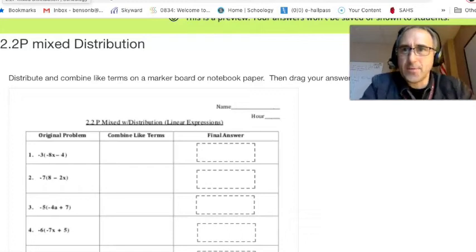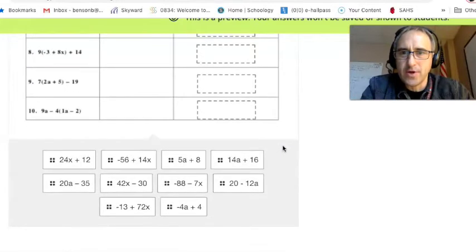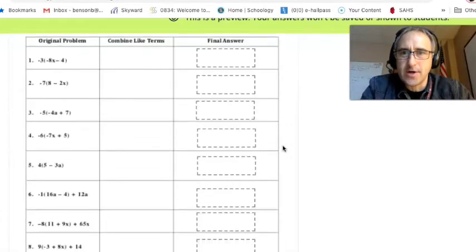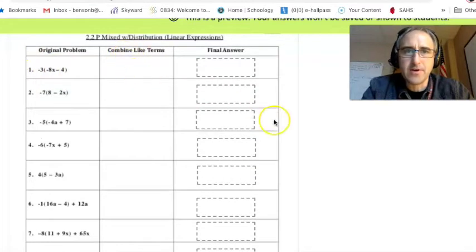Hey class, yesterday we did this 2.2 mixed distribution drag and drop in Schoology. I hope that went well for you. This is the first time we've tried a drag and drop within Schoology. I'm going to go over some of these questions and answers with you and see how you did. I'm going to do the math and rewrite our combining here. You just have to drag and drop into that spot.